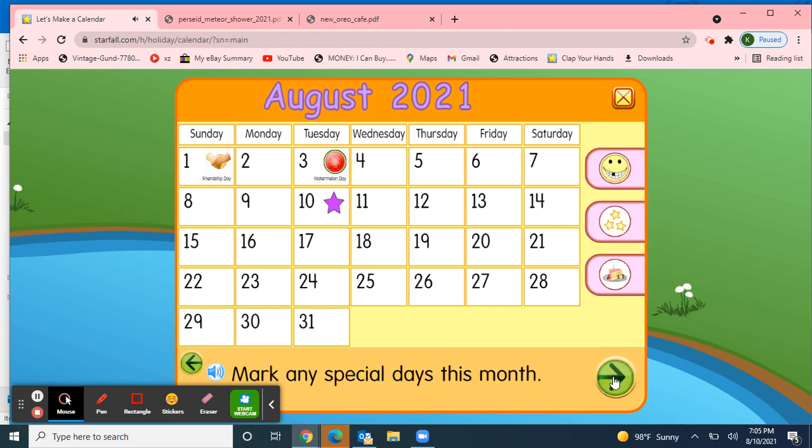Next, I'll mark the special days this month. Well, Sunday, August 1st, was Friendship Day. And Tuesday, August 3rd, Watermelon Day. And today is Tuesday, August 10th, so I'll pick up the smiley face and move it over to today's date. We have a few birthdays from our class this month. The first was on the 4th, so there's a piece of birthday cake. The next one is coming up on the 19th. And we have another one on the 21st.